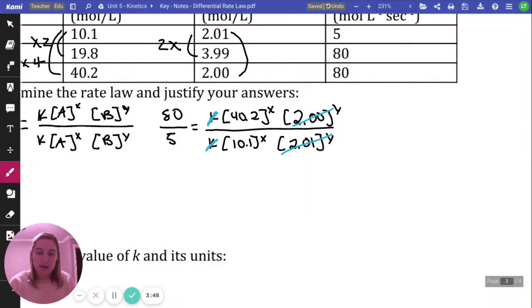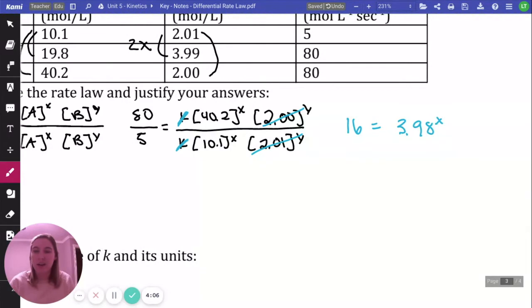So 80 divided by 5 gives us 16, and then 40.2 to the x divided by 10.1 to the x. Since they have the same exponent, I can divide those, and I get 3.98 to the x. Now 3.98 is extremely close to 4. Remember that I also kind of finagled these numbers a little bit, so they weren't exactly even. So we can just say it's probably 4.